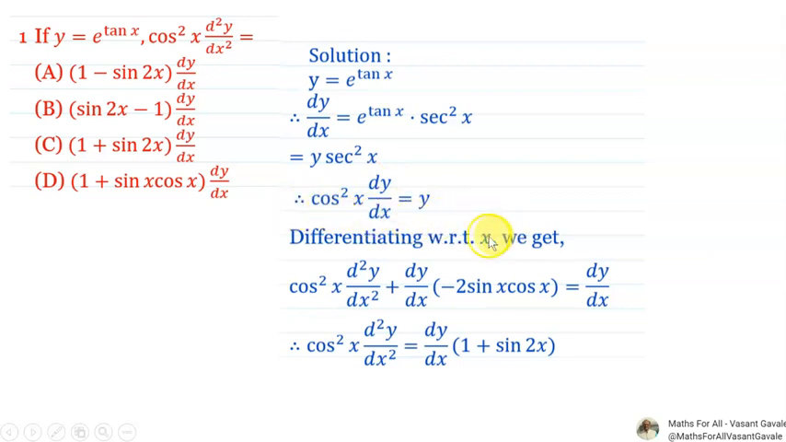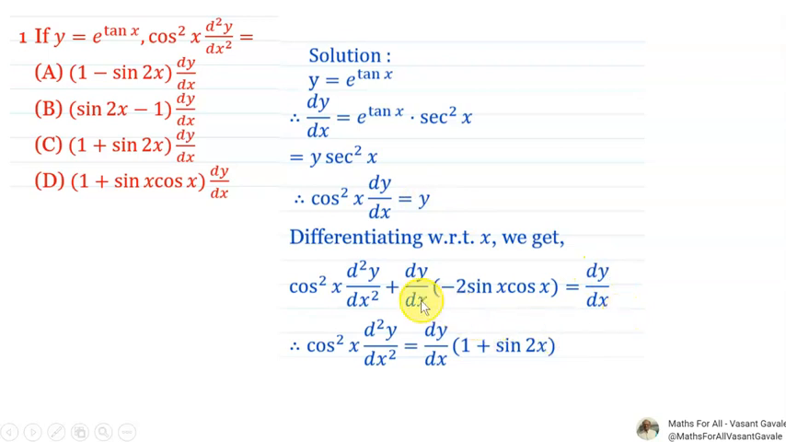Now differentiate this with respect to x. Then you will get here, keep cos square x as it is. The derivative of dy by dx is d2y by dx square plus dy by dx as it is. Derivative of cos square x is 2 times cos of x into derivative of cos of x is minus sin x, and overall you will get here minus 2 times sin x into cos x. But 2 times sin x into cos x is sin of 2x. That is equals to derivative of y is dy by dx.